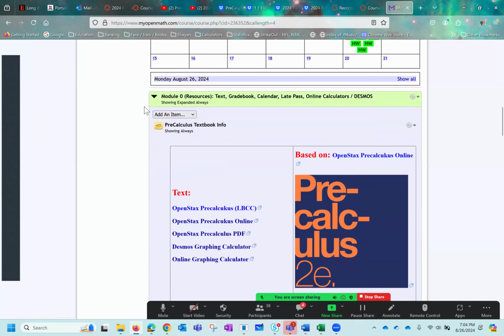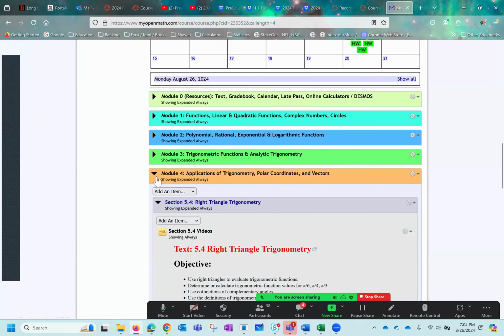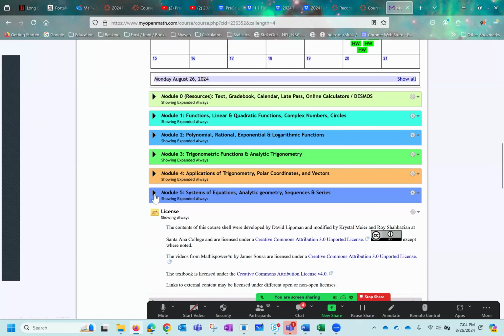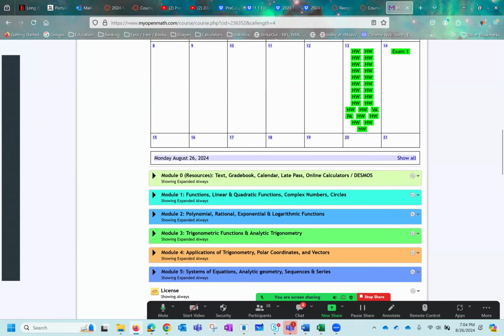Now, let me show you what you find here. This is just like the modules you find in Canvas. Module 1, Module 2, Module 3, Module 4, and Module 5. You find the same thing. Of course, the PowerPoint's there, the homework here, class. So what is Module 0? As the name indicates, resources.